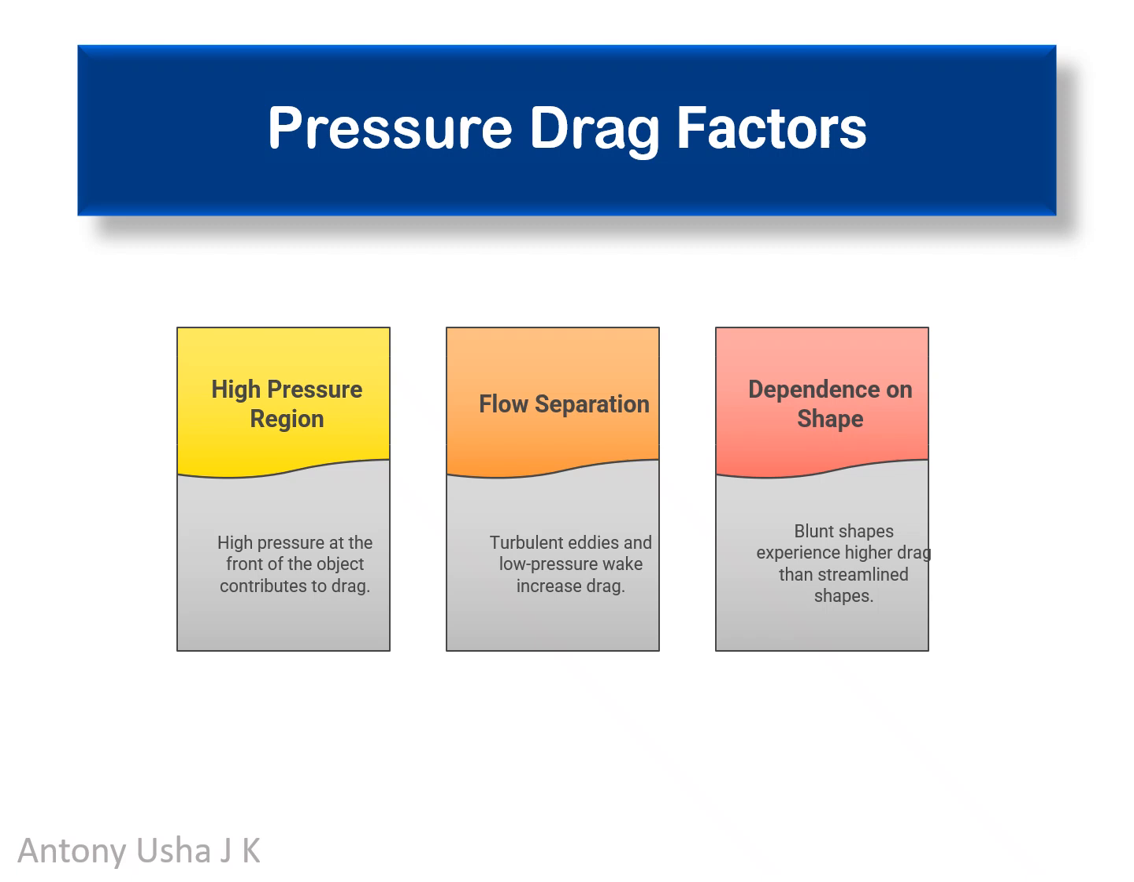And second, flow separation. As the air flows around the object, it may separate from the surface, forming turbulent eddies and a low pressure wake behind the object. This increases drag dramatically. Third, dependence on shape. A blunt body causes more disturbance in airflow, leading to higher drag. In contrast, streamlined shapes allow air to flow smoothly, reducing the pressure differences and minimizing the drag. Understanding these factors helps engineers design more efficient and aerodynamic vehicles and structures.